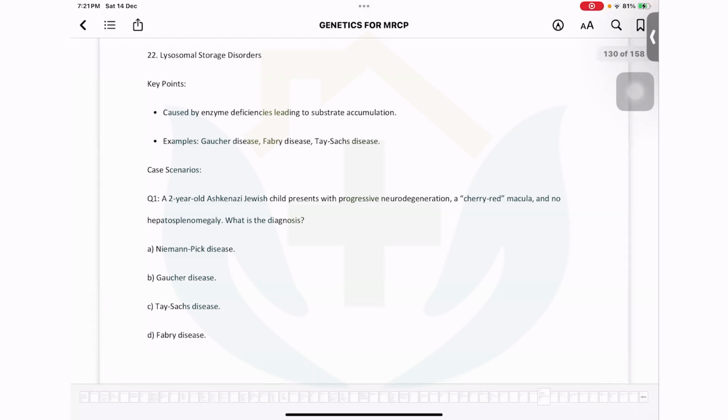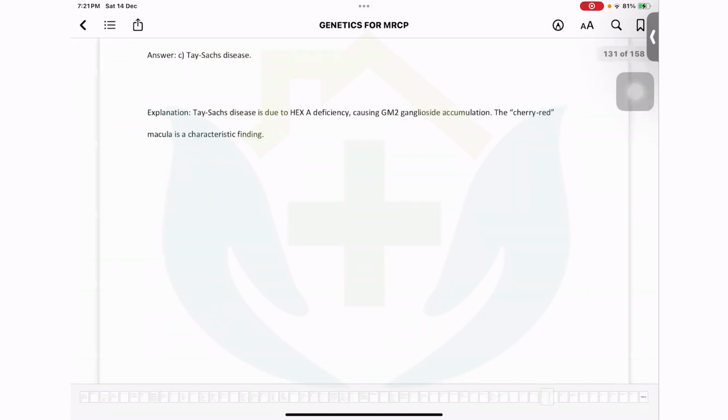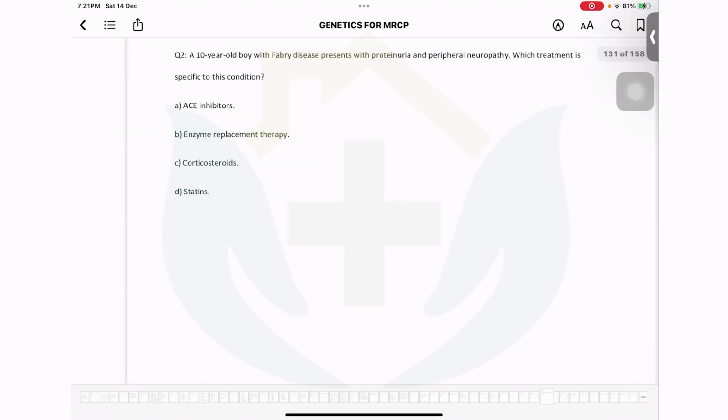Gaucher's, Fabry's, Tay-Sachs. A 2-year-old Ashkenazi Jewish child presents with progressive neurodegeneration, cherry red macula, and no hepatosplenomegaly. What is the diagnosis? Niemann-Pick disease, Gaucher, Tay-Sachs, or Fabry's? So basically Tay-Sachs disease because of hexosaminidase deficiency causing GM2 ganglioside accumulation. Cherry red macula is a characteristic finding.